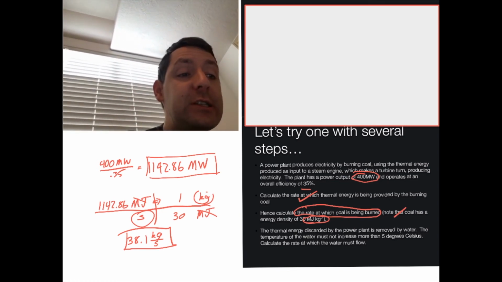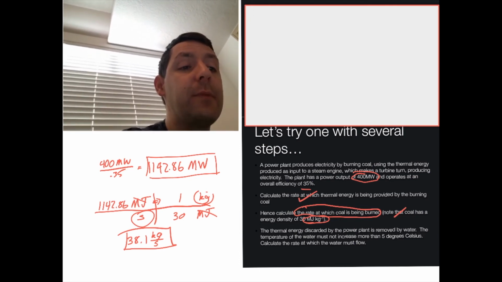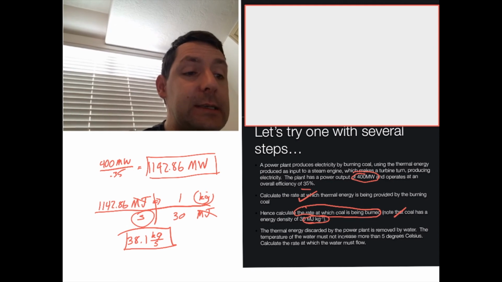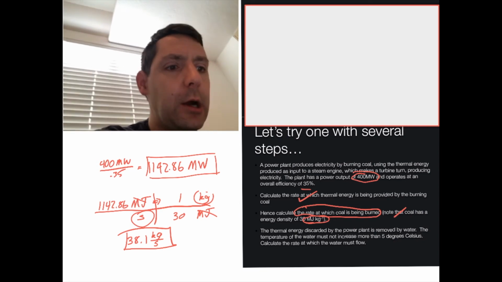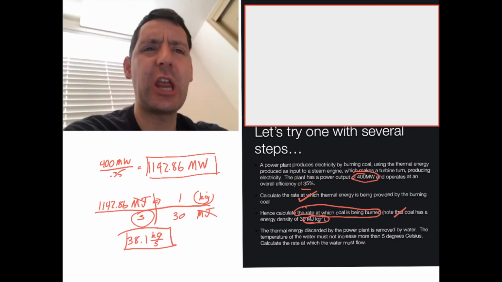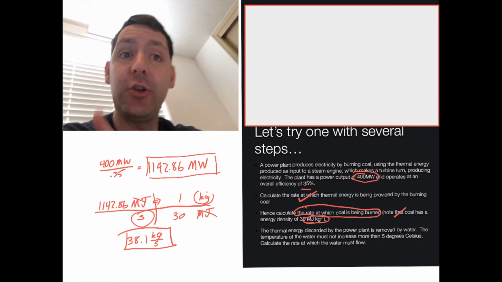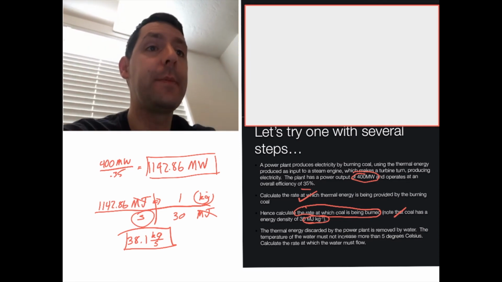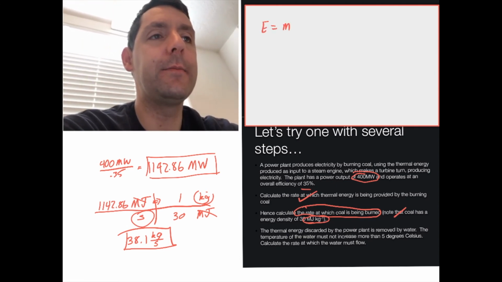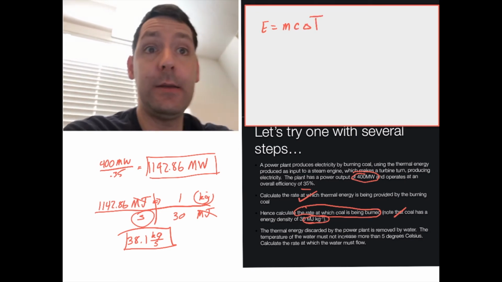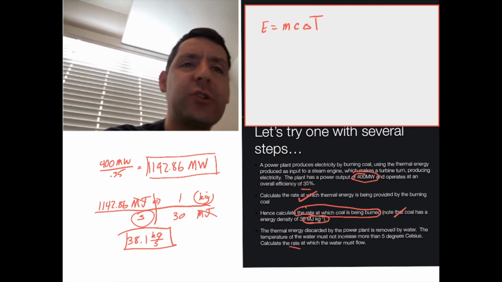And then the thermal energy discarded by the power plant is removed by water. The temperature of the water must not increase more than 5 degrees Celsius. Calculate the rate at which the water must flow. Okay, now it's talking about a temperature change and energy going into the water. That sounds a lot like, and I'm going to do this up here on the right-hand side now, my energy equals mc delta T.